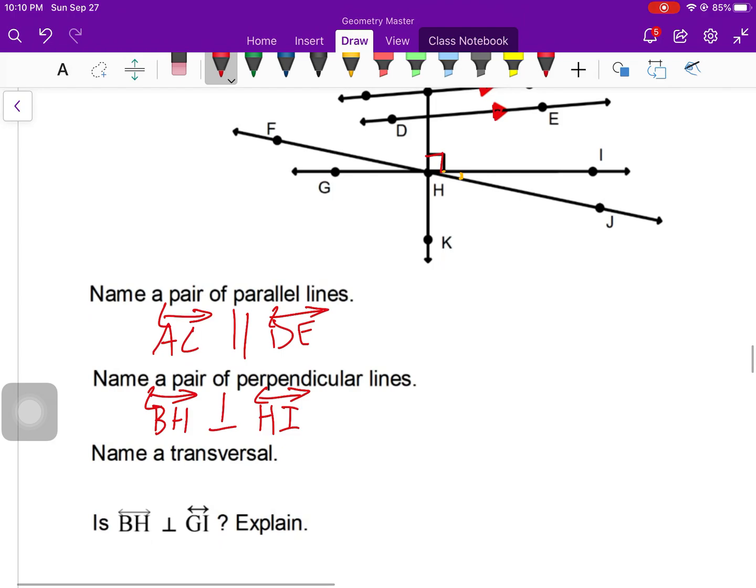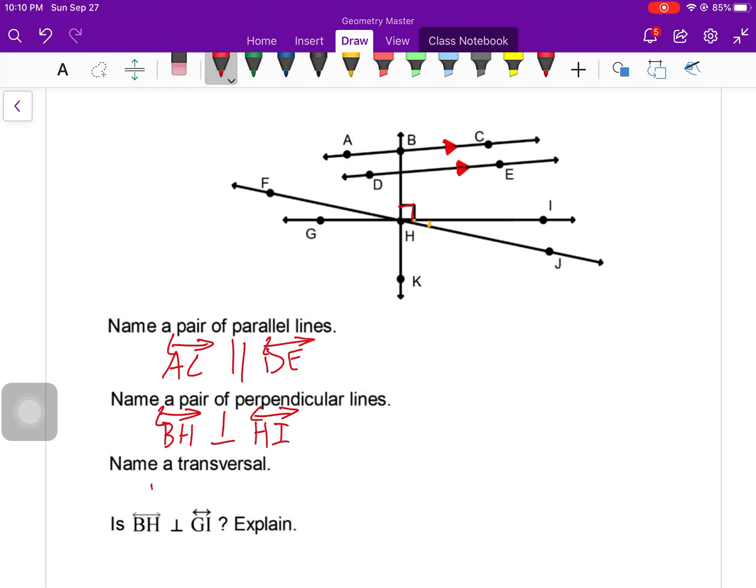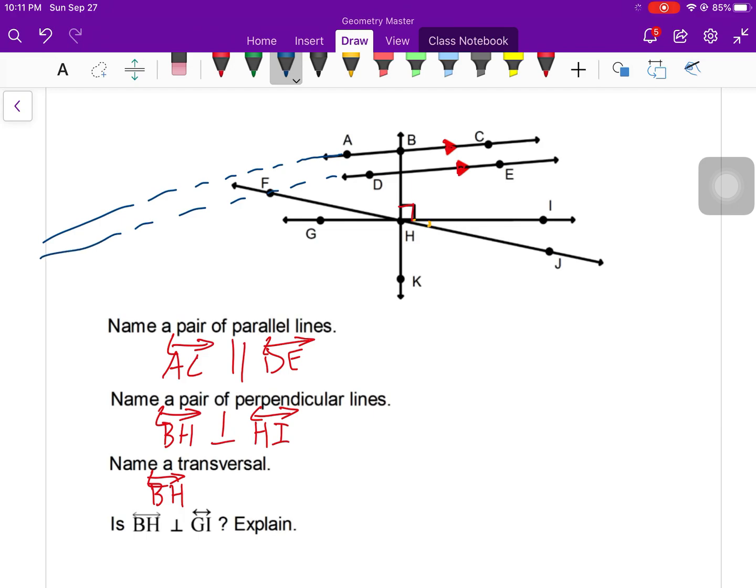And then name a transversal. There are multiple that you could use. The easiest one, in my opinion, is probably line BH, because line BH crosses those two parallel lines. But these lines go on forever in each direction, so I'm going to exaggerate this and curve them a little bit just so you can see where they're going to go. Those two lines are going to be crossed here and there. So pretty much every single line in this picture is going to be a transversal. Line BH is the easiest. That crosses 4 other lines.